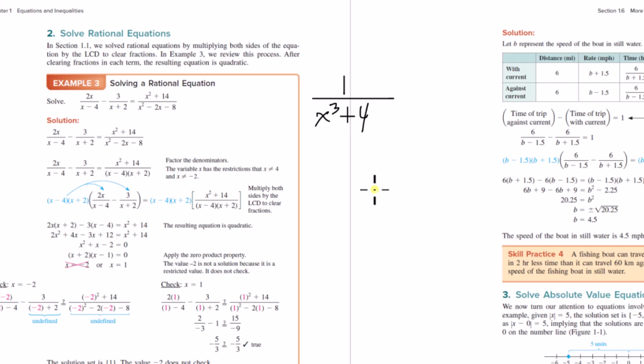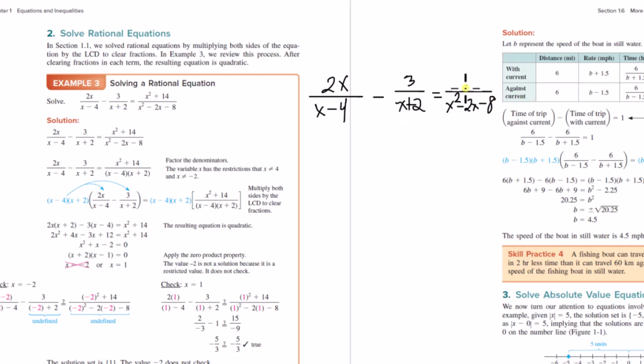Or if you're dividing by zero. So if we look at this, here's an example where we're going to get a quadratic after we clear the fractions. So it's equal to x squared minus 2x minus 8, x squared plus 14. So, okay, you've got x minus 4.